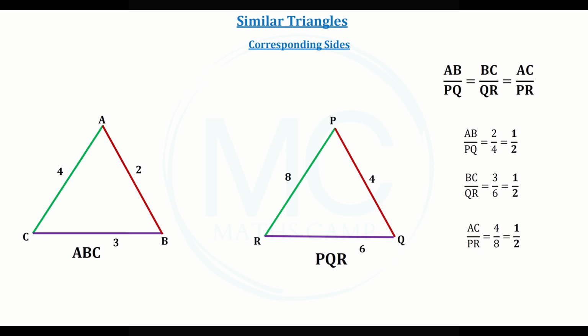Now we can see that all fractions are equal to 1 over 2. So these two triangles are similar. So we can say triangle ABC is similar to triangle PQR. The reason why these triangles are similar is because all three pairs of corresponding sides are in proportion. So we write our reason as S, S, S.